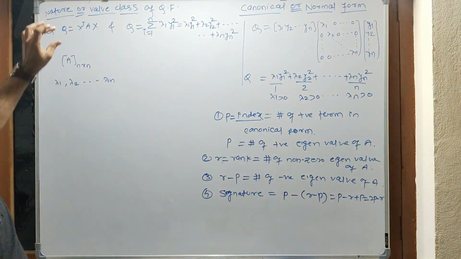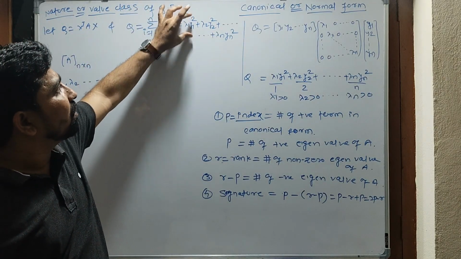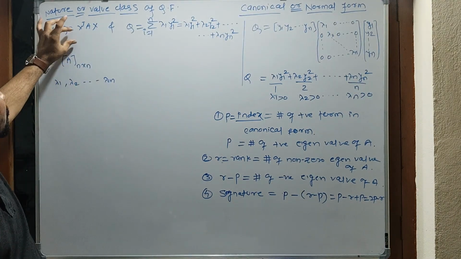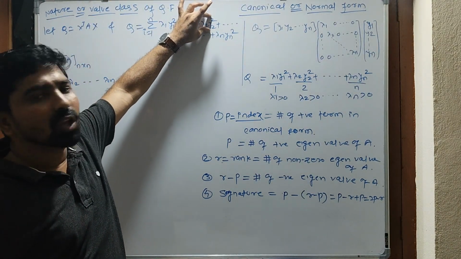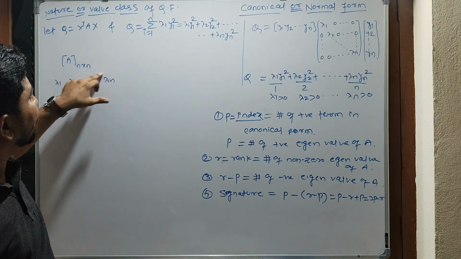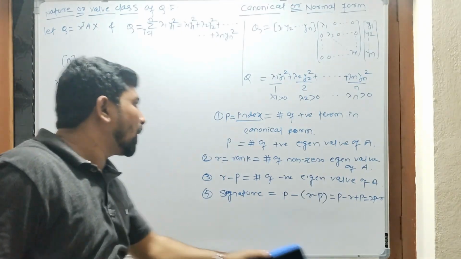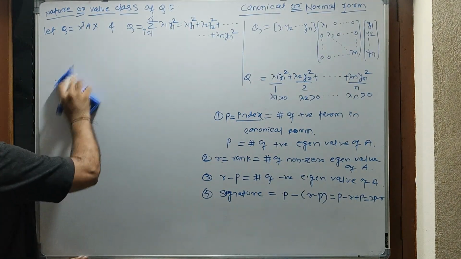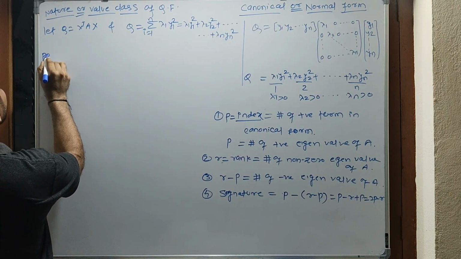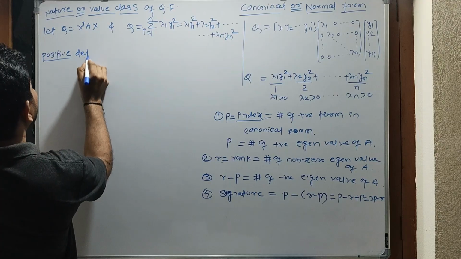So if the first eigenvalue of this quadratic form is positive, the first term in my normal form is positive. If the second eigenvalue is positive, the second term in the normal form is positive, and so on. If the nth eigenvalue is positive, the nth term is positive. So what is meant by positive definite? I will define positive definite here.